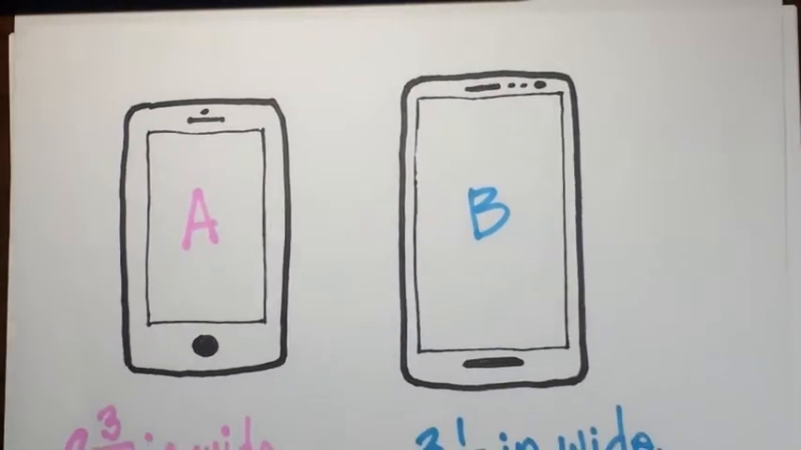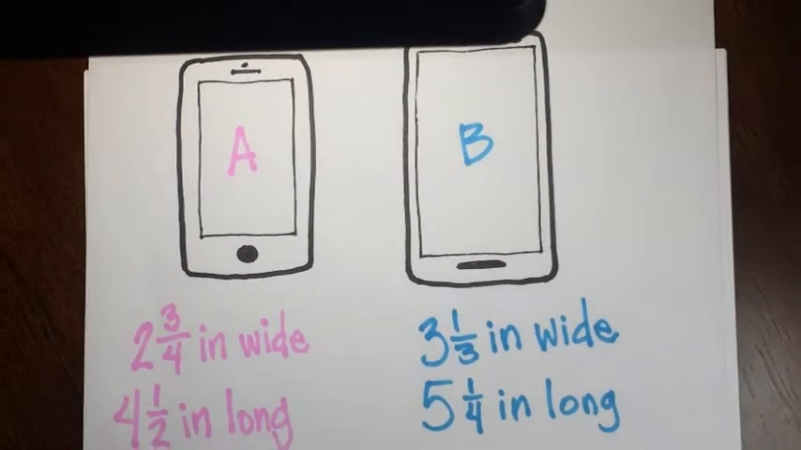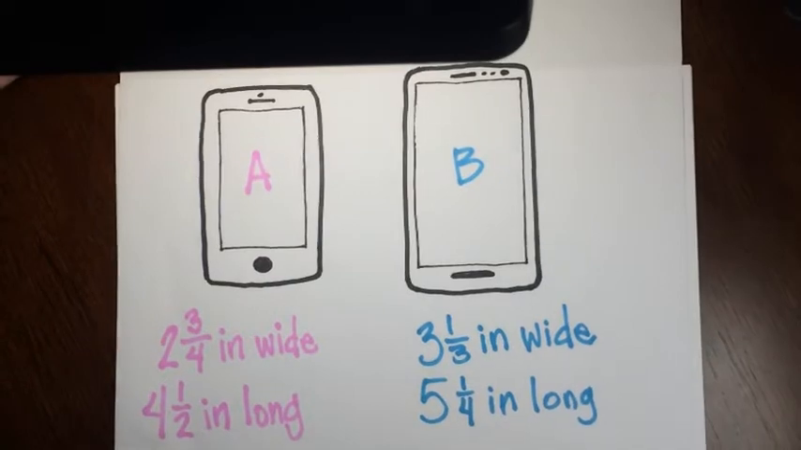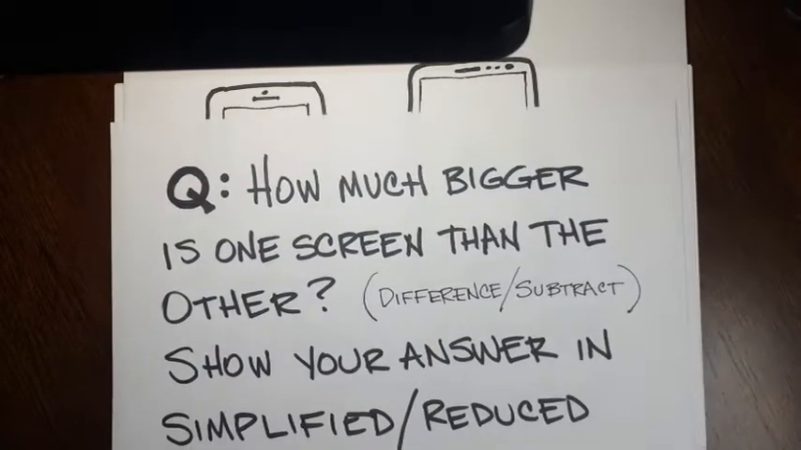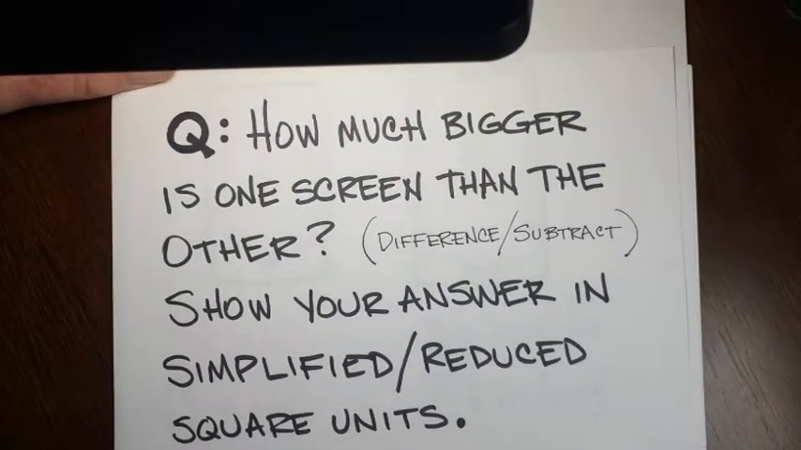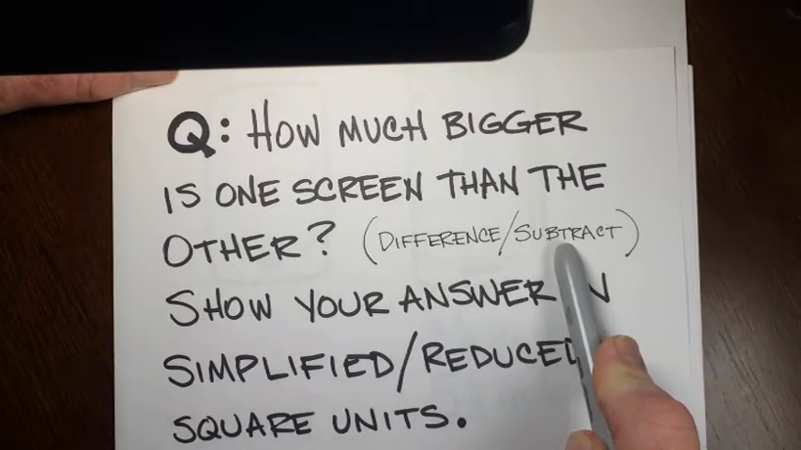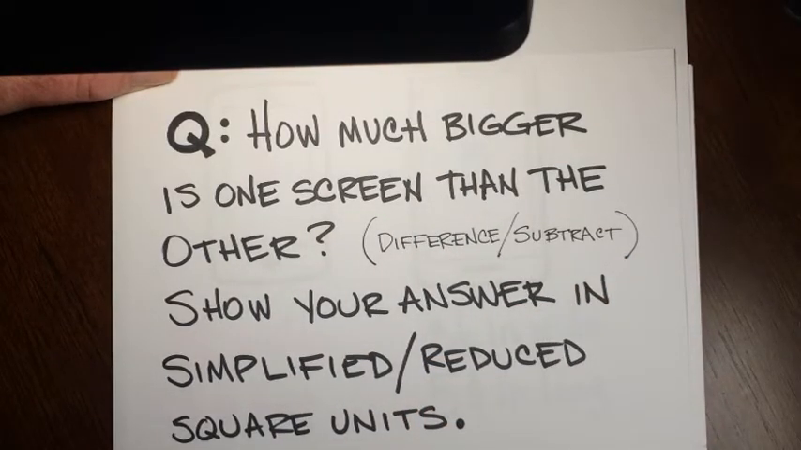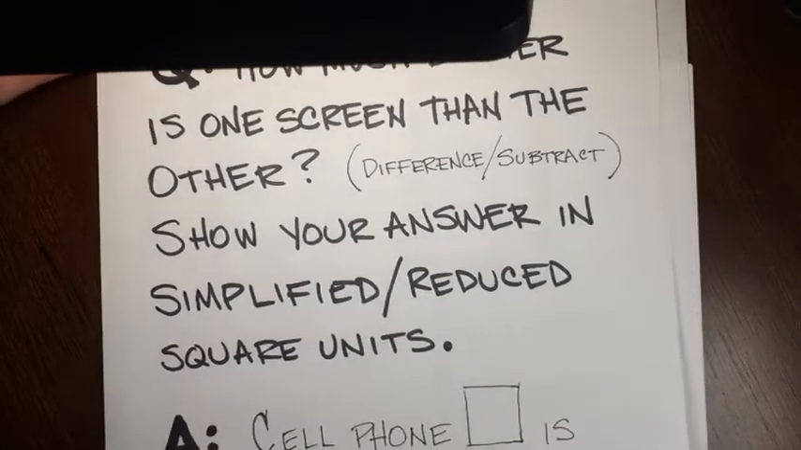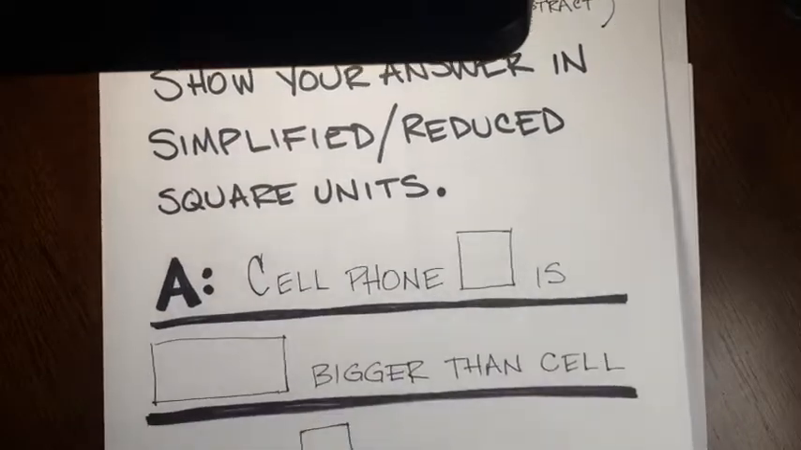For today's real world problem, we're going to talk about two cell phones, cell phone A and cell phone B. And they have different screen sizes, as you can see. Here are the measurements. Our real world question would be, how much bigger is one screen than the other? Of course we're going to have to find the difference, or subtract, when we ask if one thing is bigger than the other. We're going to ask you to show your answer in simplified or reduced square units. And our answer will be something like this.